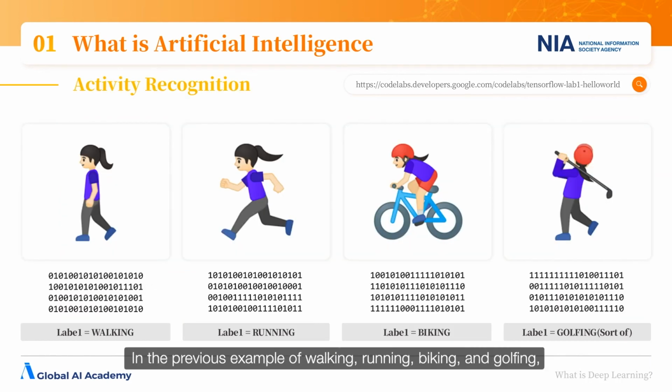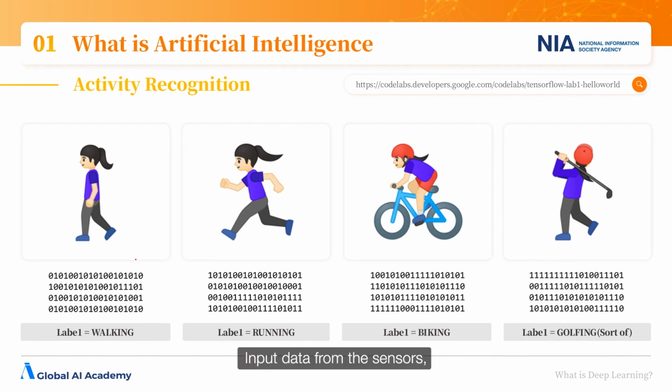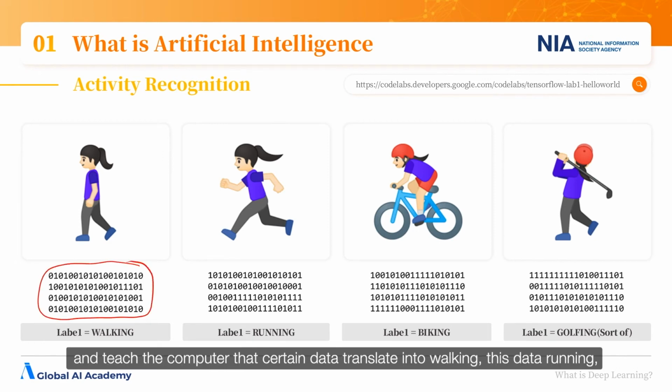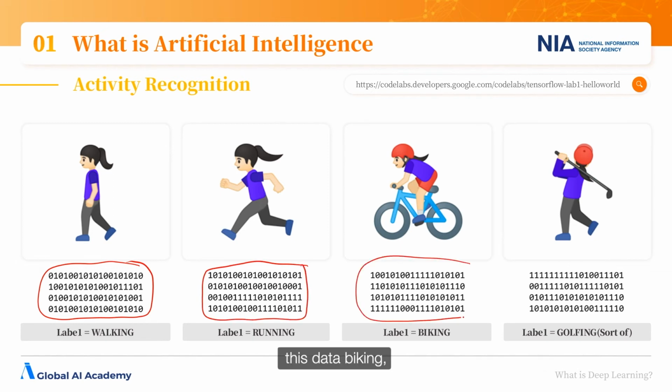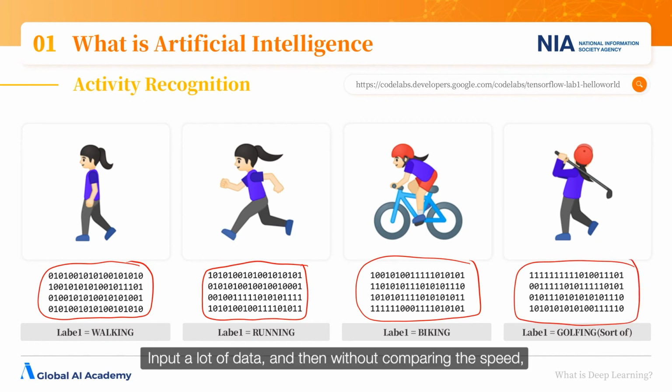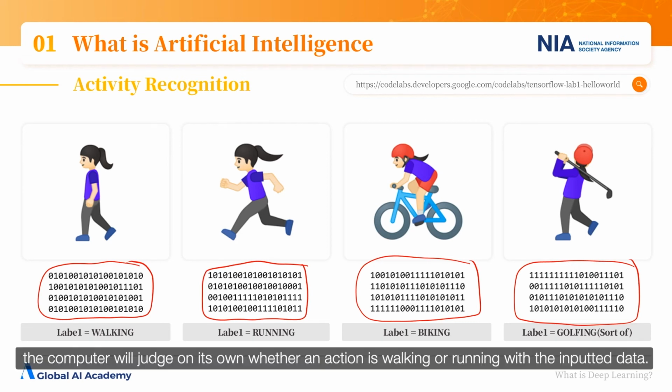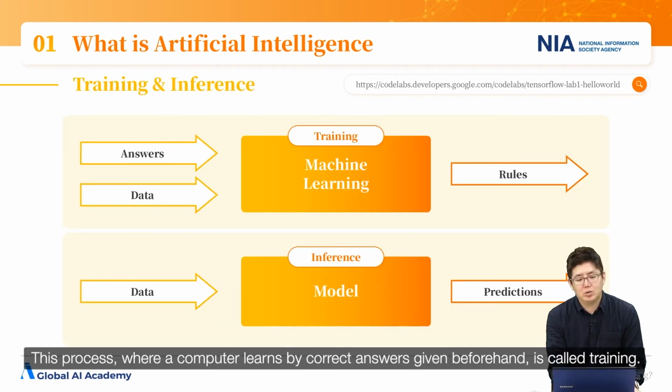In the previous example of walking, running, biking, and golfing, let's say we put motion sensors on the body. Input data from the sensors and teach the computer that certain data translate into walking, this data running, this data biking, or this data golfing, and so on. Input a lot of data, and then without comparing the speed, the computer will judge on its own whether an action is walking or running with the inputted data. This process, where a computer learns by correct answers given beforehand, is called training.